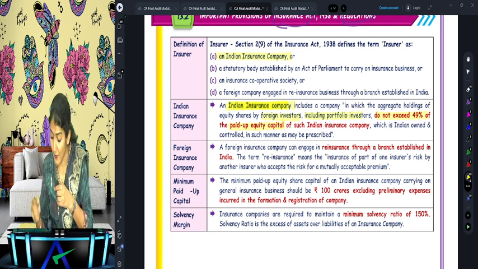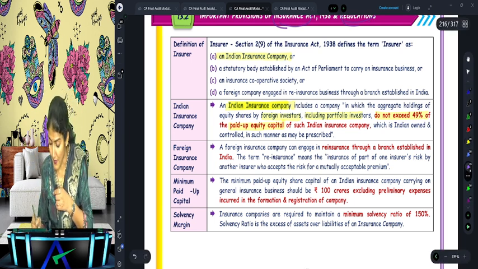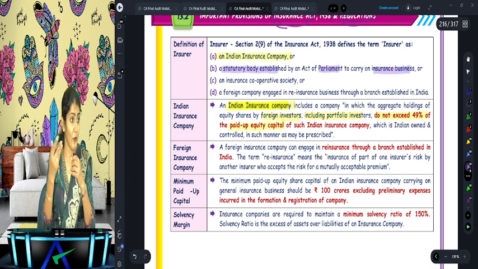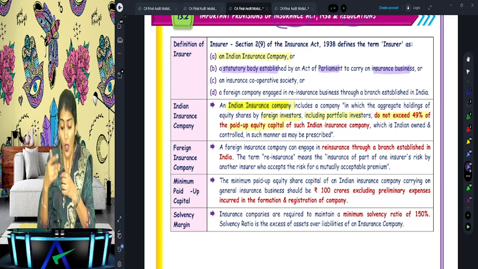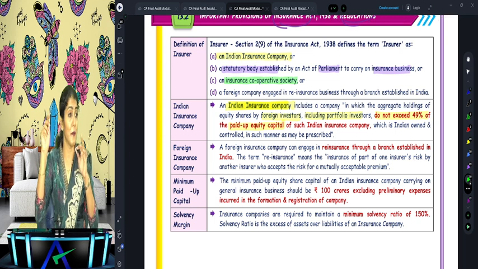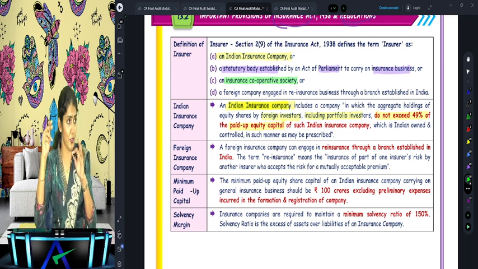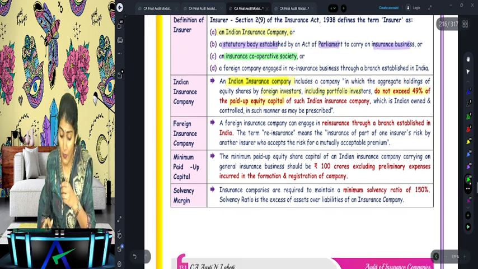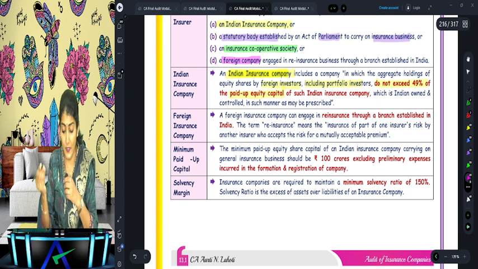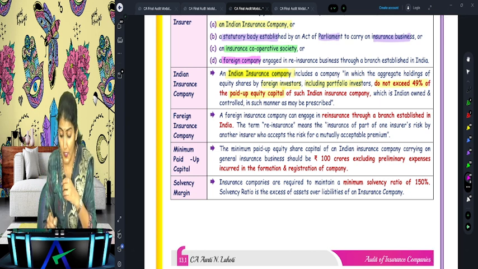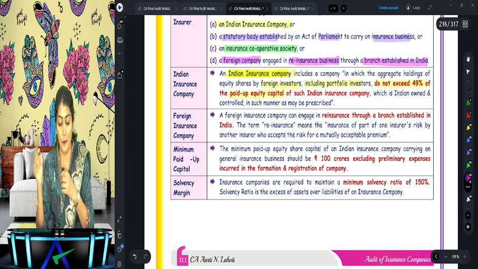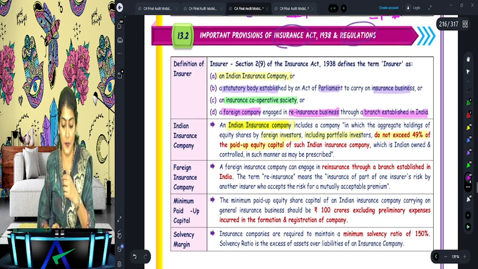Okay. Or another form of the insurer is what? It could be a statutory body established under an act of parliament to carry on the insurance business. So where you have the LIC and the GIC. Or it could be an insurance cooperative society. So just as you have the cooperative bank, you can also have the cooperative insurance organization, right? And then also, what is the last one over there? A foreign company. Can a foreign company also be doing the insurance business in India? Yes, but only doing the reinsurance business. And how doing the reinsurance business? Through a branch established in India, right?